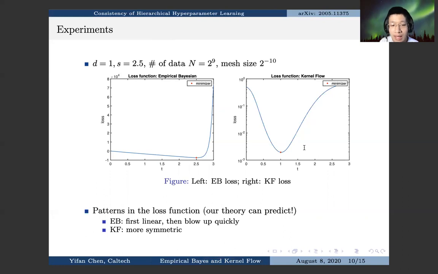Moreover, there are some patterns in the loss function. For example, when t is less than 2.5, the EB loss will exhibit a linearly decaying tendency, but when t is larger than 2.5, it blows up very quickly. However, for the KF loss, it's more symmetric behavior. The message is that our theory in this paper can completely predict the behavior shown in the figures.